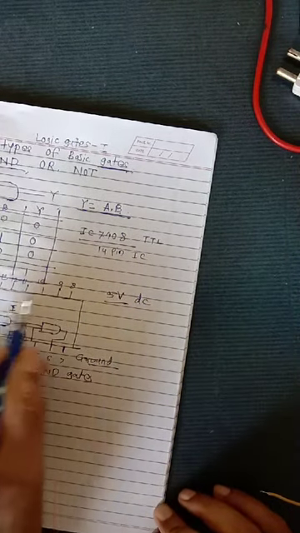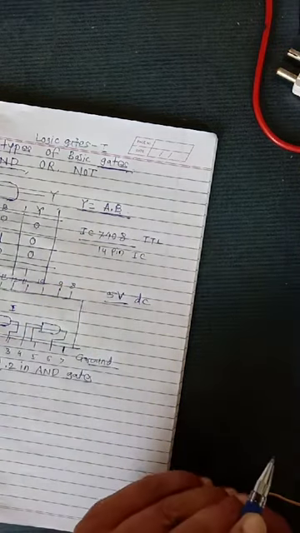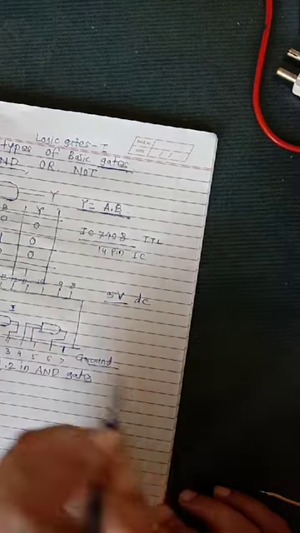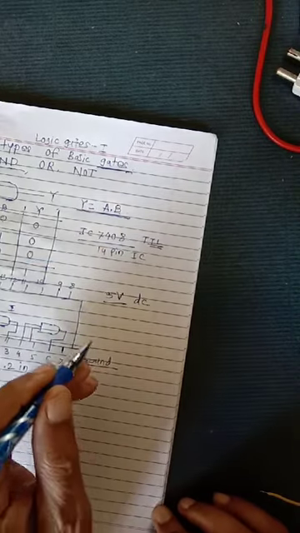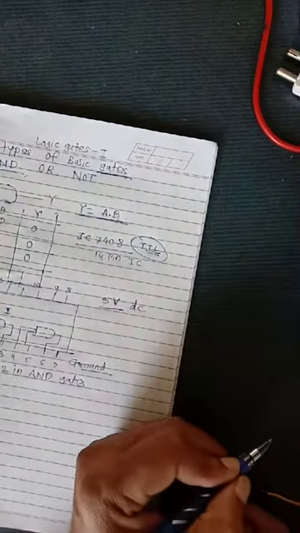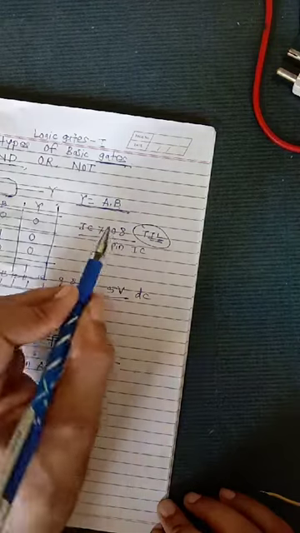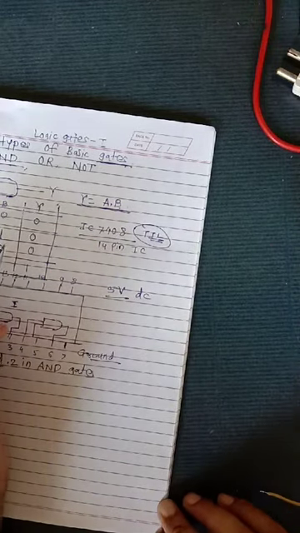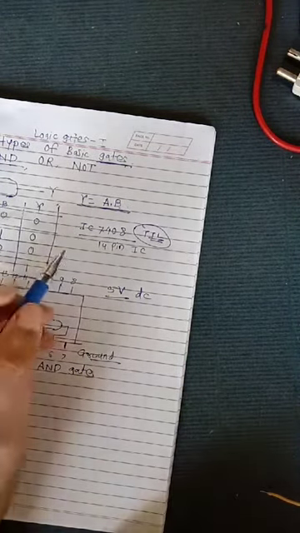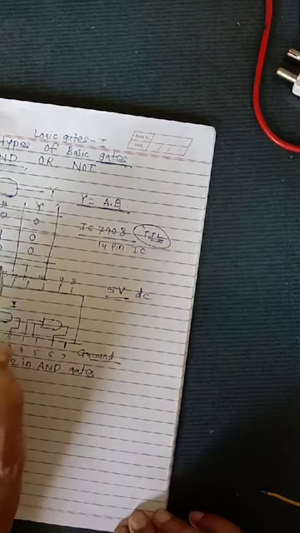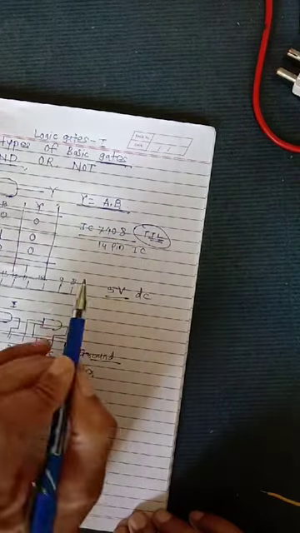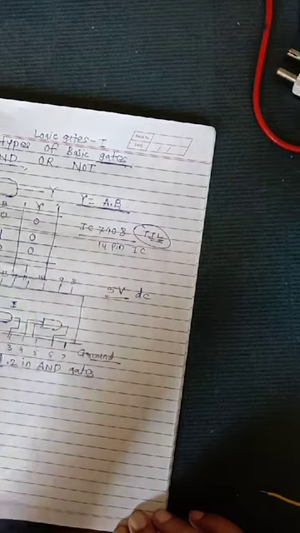This IC requires a regulated 5 volt DC power supply. Any TTL series IC requires 5 volt DC power supply. TTL means transistor-transistor logic, which means this IC is made from bipolar transistors. So this is a TTL series IC, and it needs a regulated power supply of 5 volt DC.